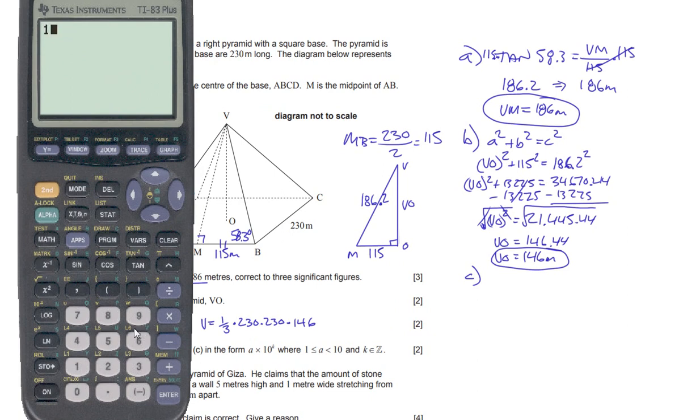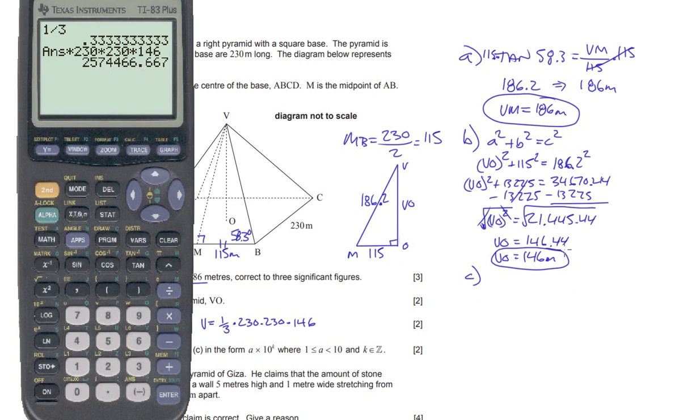So 1 divided by 3. It's better to put 1 divided by 3 instead of something like 0.33 or 0.333. You want to get as many decimals as you can and then round at the very end. So 1 divided by 3 multiplied by 230 and 230 again for the area of the base, and then times the height, 146, and that gives us a large amount of volume here. So that's 2,574,000.